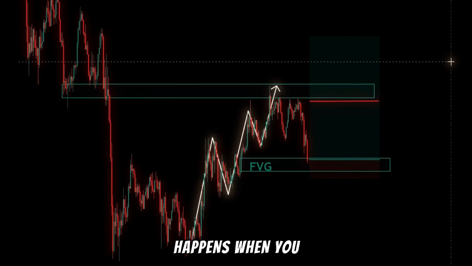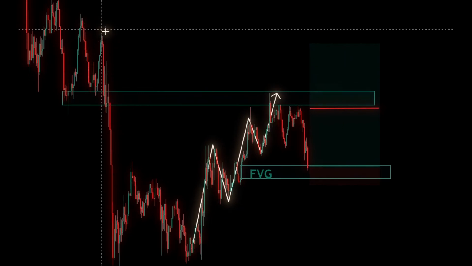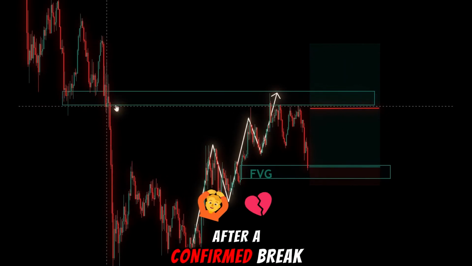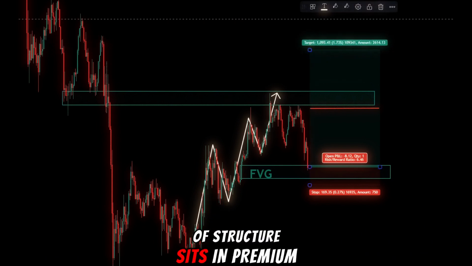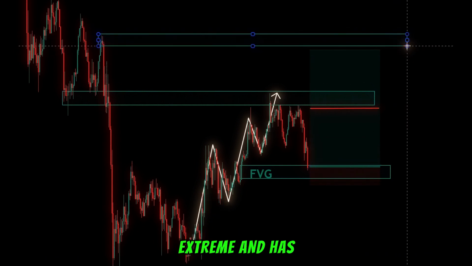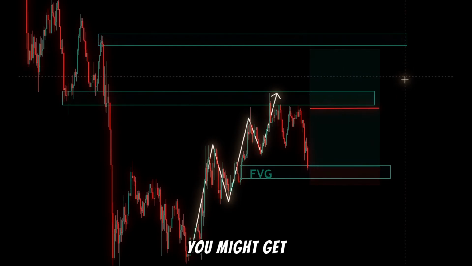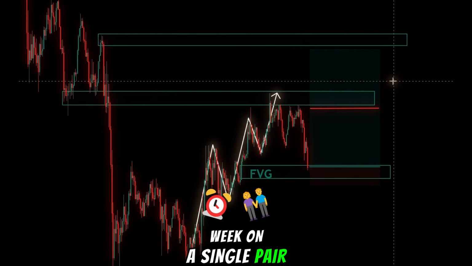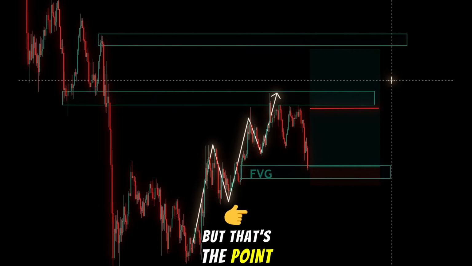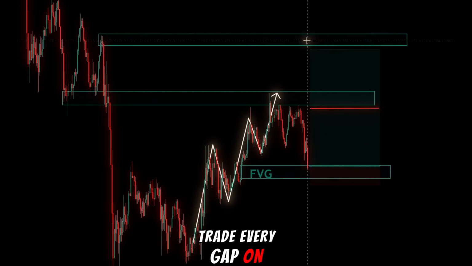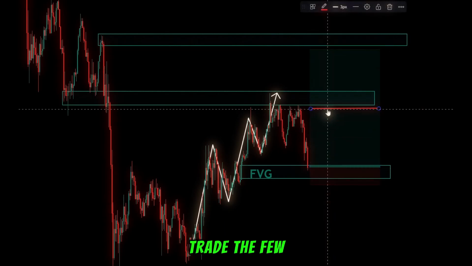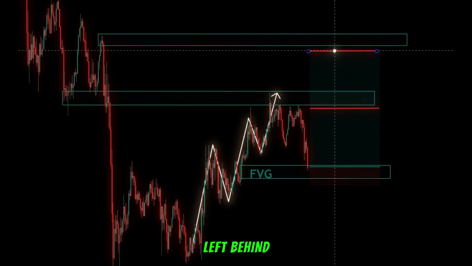And notice what happens when you stack all four. A gap that forms after a confirmed break of structure sits in premium, sits at the extreme, and has never been touched. That's not a common setup. You might get a handful a week on a single pair. But that's the point. You're not trying to trade every gap on the chart. You're trying to trade the few that institutions actually left behind.